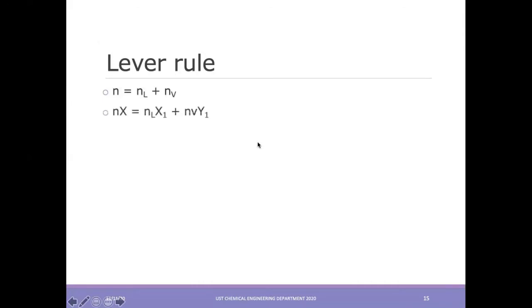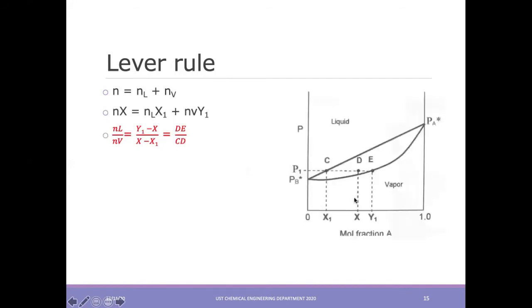We can expect, by the law of conservation of mass, that if we convert this to mass, we will have something like this. Carrying out a mass balance on component A dictates that the amount of A in the mixture is equal to the sum of A in the liquid phase and A in the vapor phase. For example, if we have a composition represented by D and pressure at P1, we have point D. Extending the line here, this is the composition in the vapor phase, and extending this to the liquid line, we have X sub 1 here.